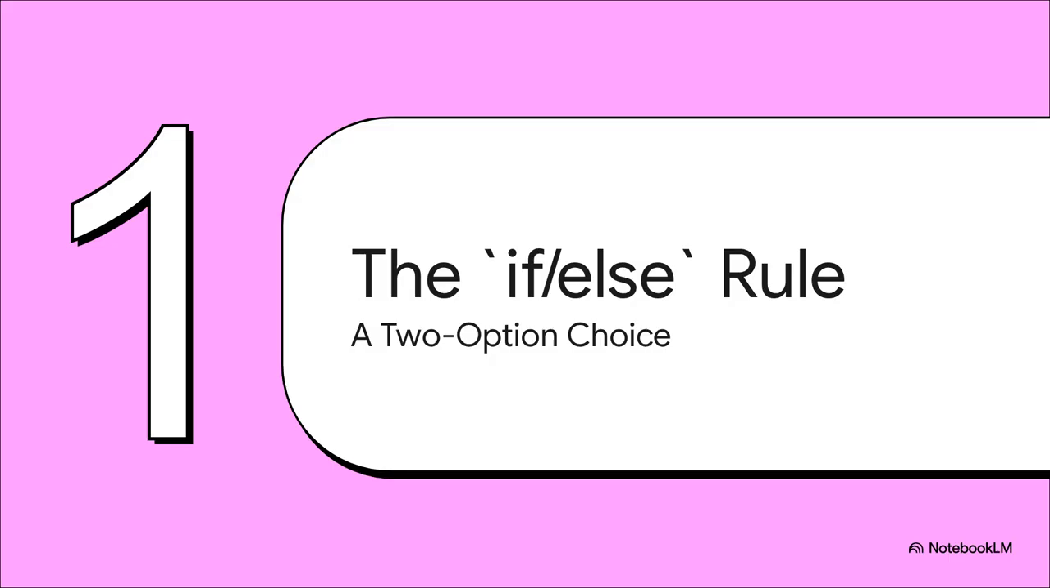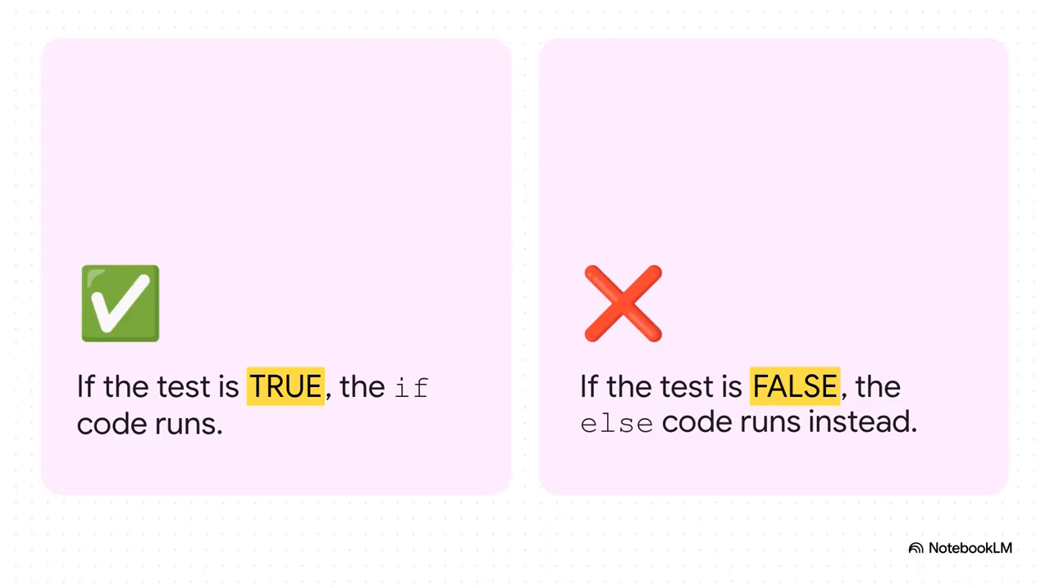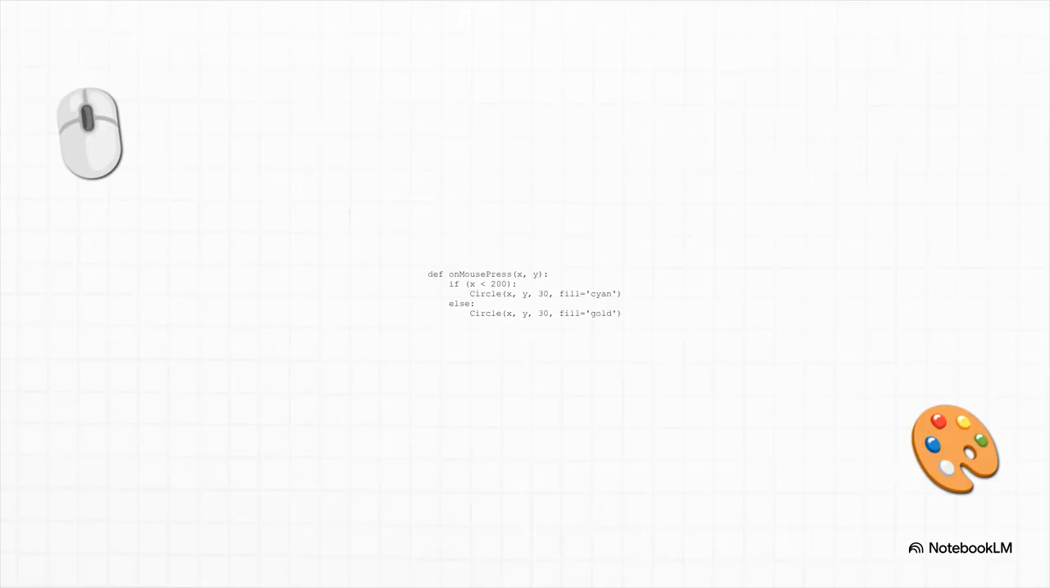All right, so let's start with the absolute basics. The simplest choice your code can make is between just two options. This is the world of the classic if and else statements. Think of if-else like a fork in the road. Your code gets to the if and has to answer a yes or no question. If the answer is true, it goes down one path, but if the answer is false, it automatically goes down the other path, the else path. It's one or the other. No other options here.